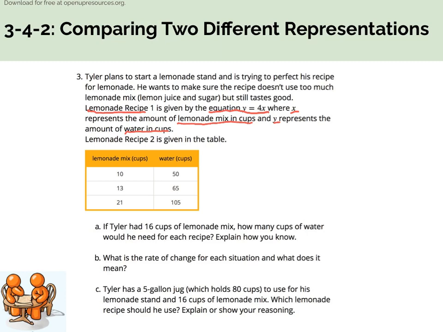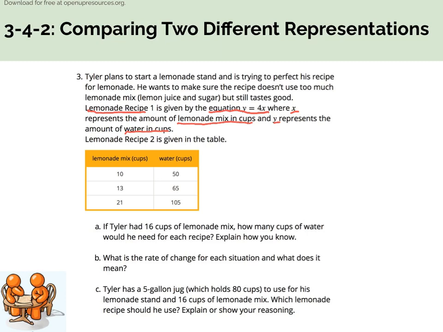So let's go ahead and let's start it. So number 1, we already have the equation y equals 4x, right? And so that was given to us. Number 2 is the table. Let's go ahead and figure out an equation for the table and then go from there as far as answering the questions.